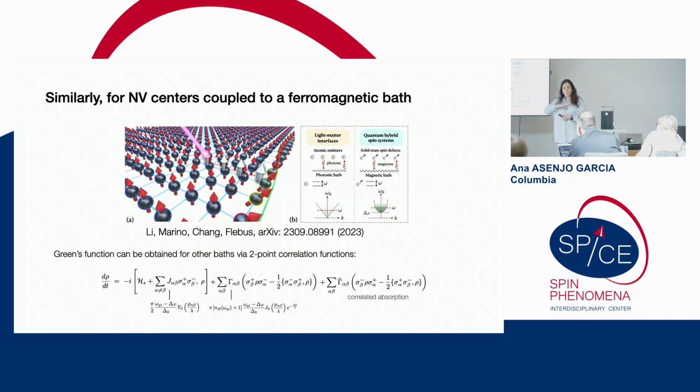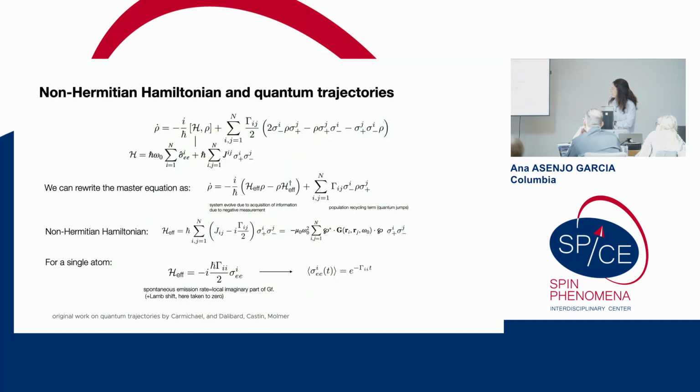So there may be magnons present if you don't cool down the temperature of the bath enough. Therefore, now the system can also absorb magnons, and this absorption may be correlated.